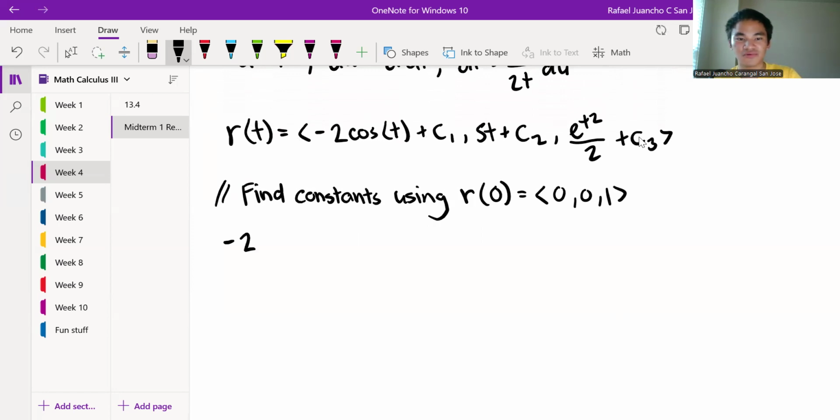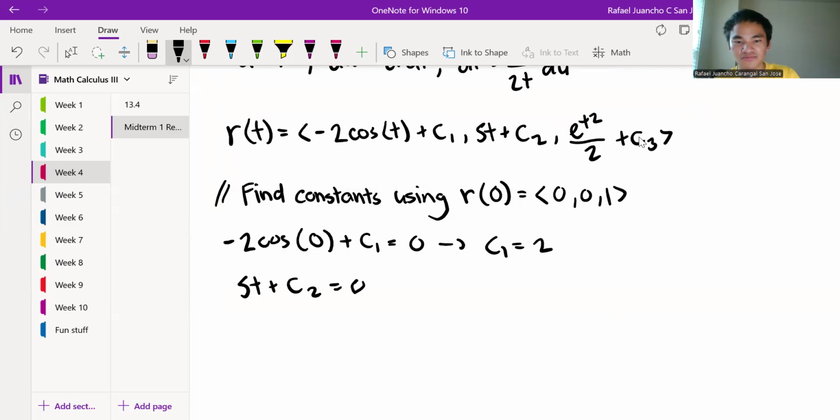So we're saying our x component at 0 plus c1 is equal to 0. And notice here, we can solve this because it's one equation and we have one unknown. And so if we solve this, well, that's just c1 equals 2, because cosine of 0 is 1, negative 2 plus c1 is 0. So that means c1 here is 2. And we do the same for the others. So 5t plus c2 is equal to, in this case, 0.